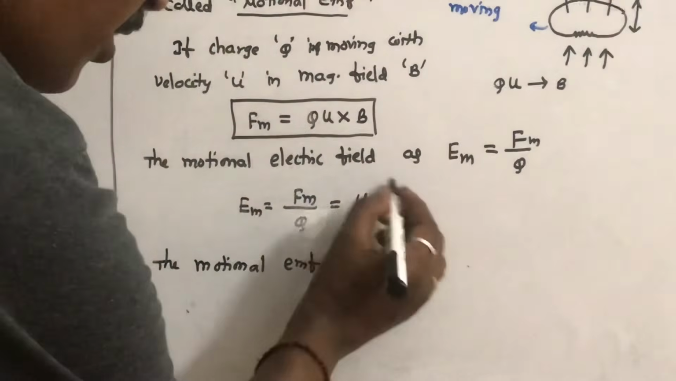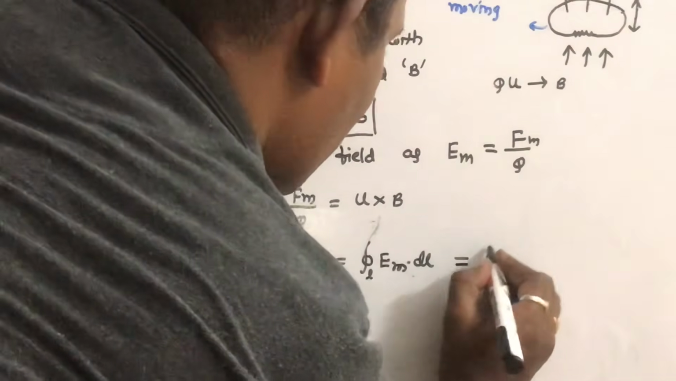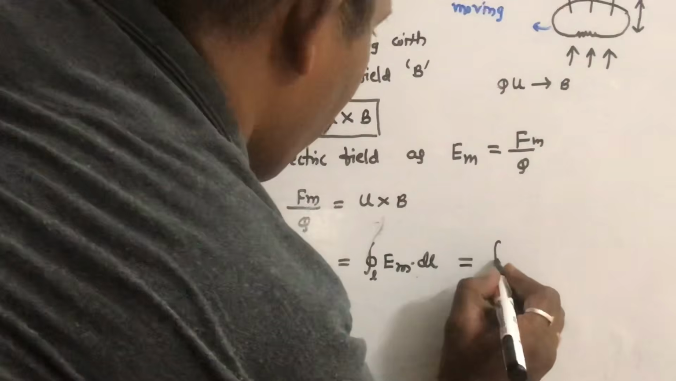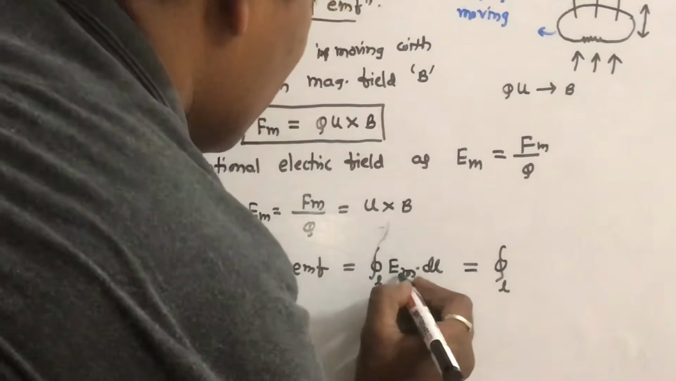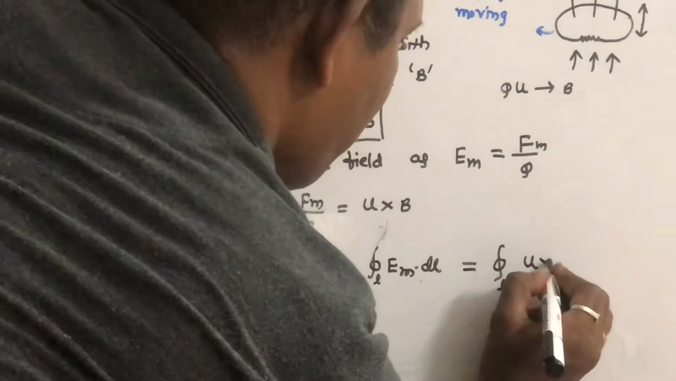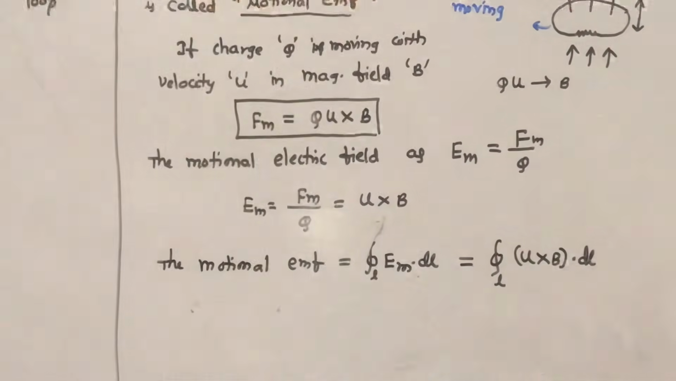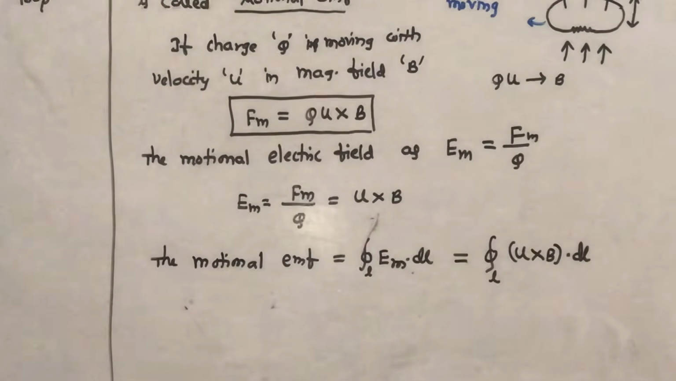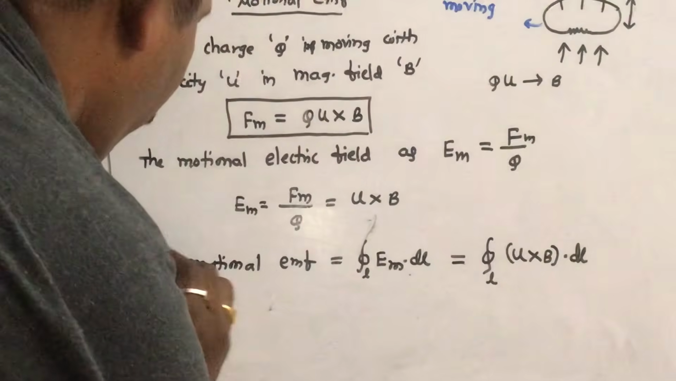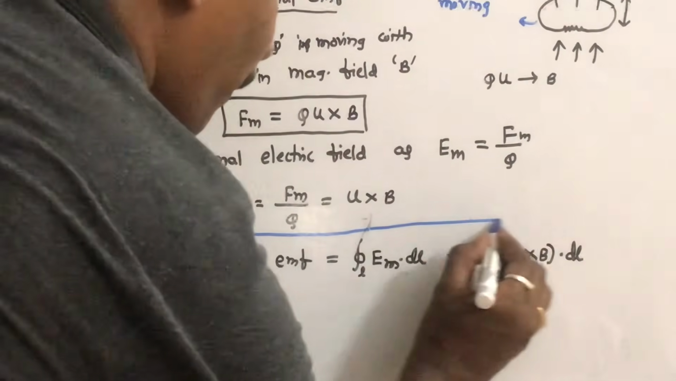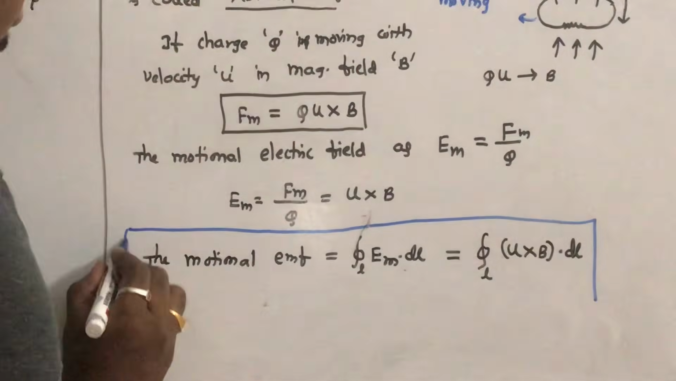What is Em here? u cross B. So that is equal to closed line integration of u cross B dot dl. So this is the motional EMF formula. Very, very important formula, the motional EMF formula.